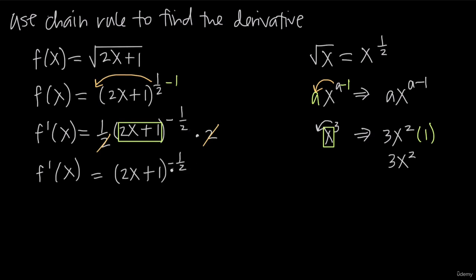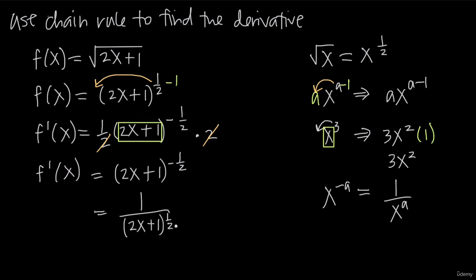Now in our final answer, we don't usually like to leave a negative exponent, so we want to apply the exponent rule. Remember, the exponent rule tells us that x to the negative a is the same thing as saying 1 over x to the positive a. In other words, when we have this negative exponent, we can just move the whole thing from the numerator to the denominator and change the sign on the exponent from negative to positive. So we can do the same thing here. We'll end up with 1 over quantity 2x plus 1, and then instead of to the negative 1/2, to the positive 1/2.